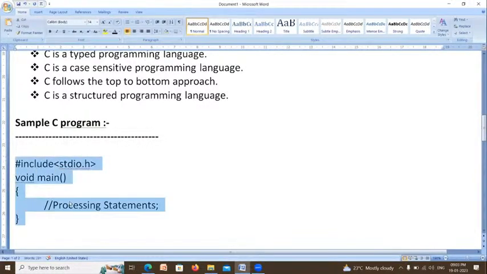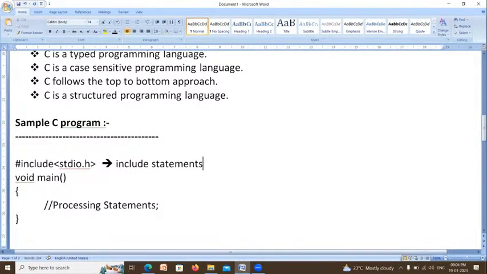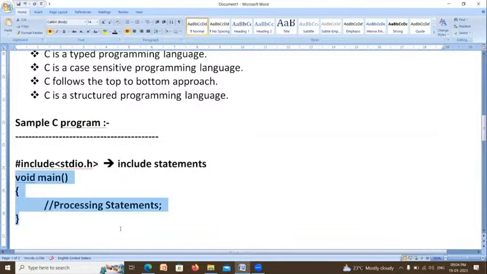Now, what is the meaning of this? This line is called the include statement. This is called the main method. The solution is called processing statements. So in any C program, you can see three types of statements. One is the include statement, second one is the main method, third one is the processing statement.